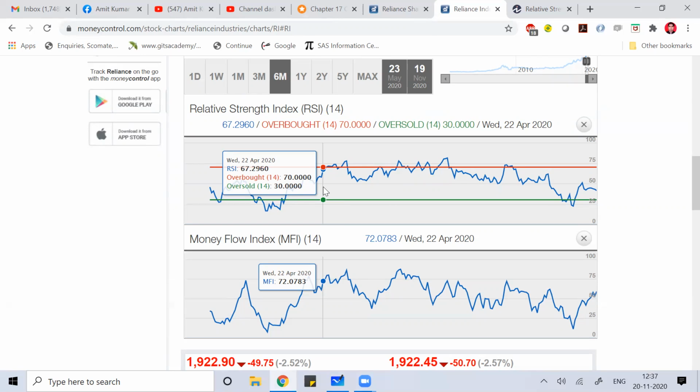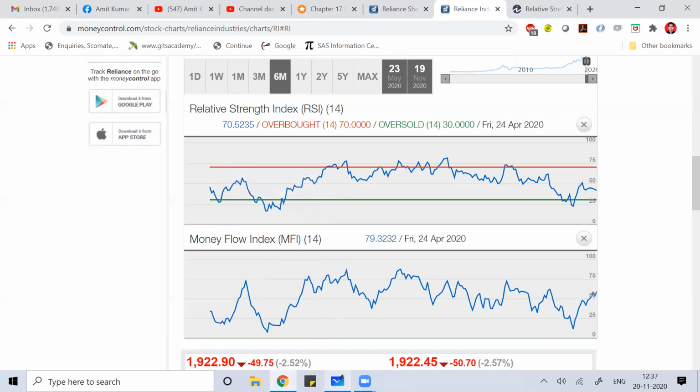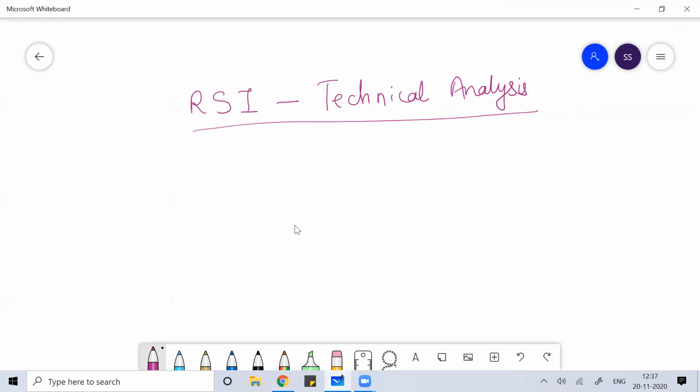So in this session, I will try to be more detailed and more focused on this concept, how this value actually came. I hope you are understanding. Before I discuss that part, there's a brief introduction on RSI.